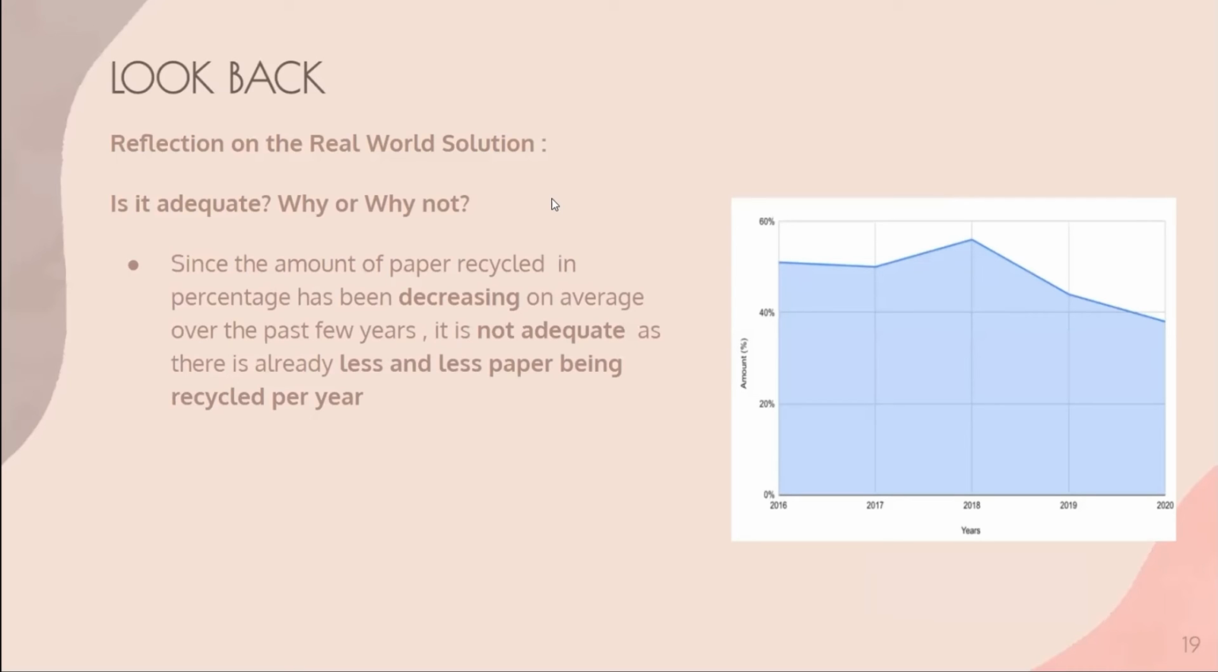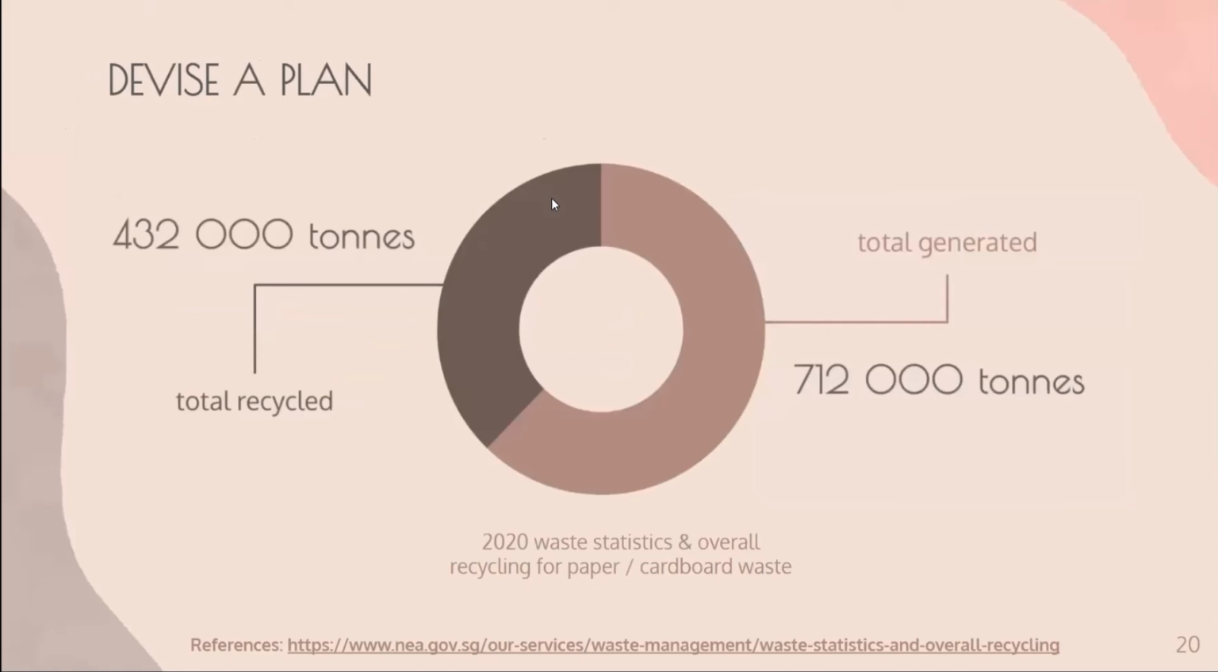Also, research shows that the amount of paper recycled in percentage has been decreasing on average over the past few years, indicating that the year 2020 has the least number of recyclables collected. It is not adequate as there's already less and less paper being recycled per year. So this pie chart shows the 2020 waste statistics of paper and cardboard wastes, where the total number of waste generated is more than the total number of waste that has been sent to recycling.